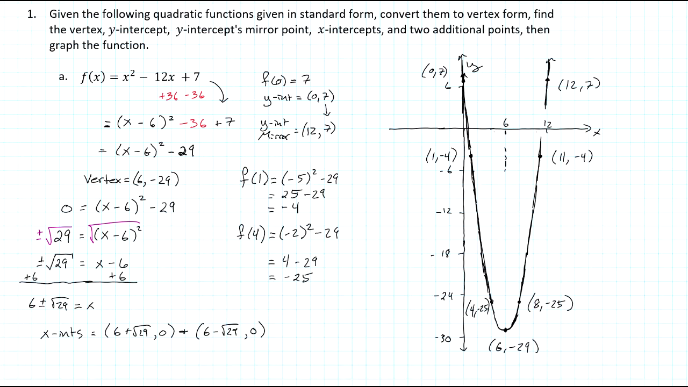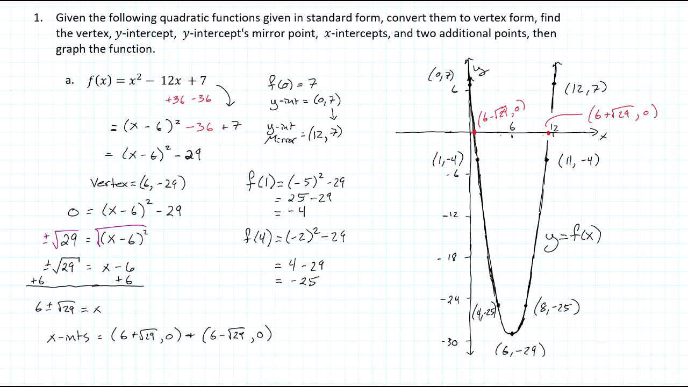And then those x-intercepts, we can now go ahead and plot. All right. The first one is going to be 6 minus the square root of 29, comma 0. And the second one over here, this is 6 plus the square root of 29, comma 0. So 6 is in the middle, and so that's to the right of that axis of symmetry there. All right, I'll label my function y equals f of x as my little signature here and call it good.